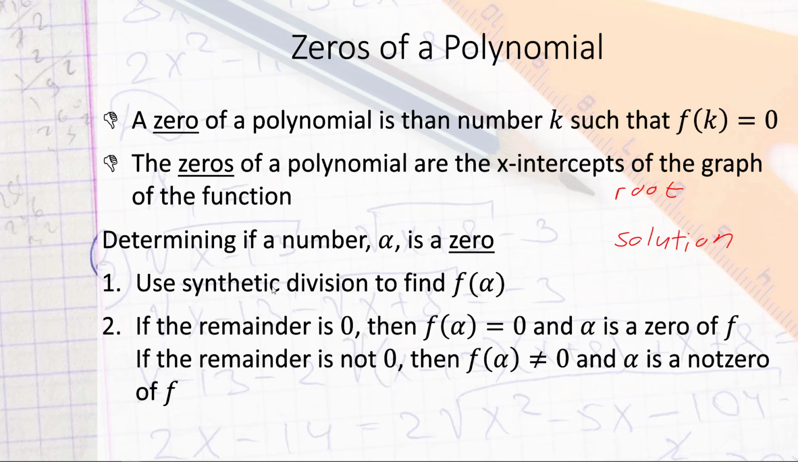Okay, so how do we determine if a given number, in this case alpha, is a 0? Well, we use synthetic division to find out what f is when evaluated at alpha, and if it turns out to be 0, it's a 0. If it doesn't, then it's not. That's simple. Okay, so let's do an example to highlight this.